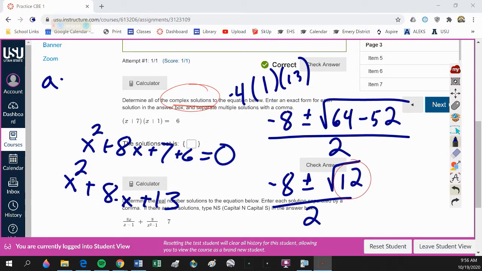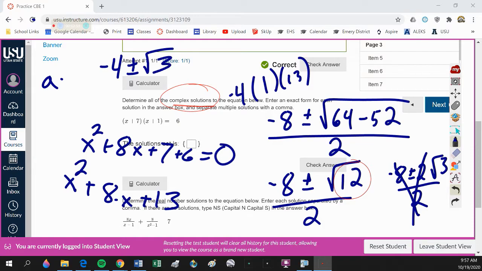Can I simplify the square root of 12? Yes. What perfect square is inside 12? 4. So I square root the 4, and I get a 2. And then what is left over? A 3 over 2. And then that 2 cancels those. So the answer is -4 plus or minus root 3. So you'll have to put in -4 plus root 3 and then -4 minus root 3.